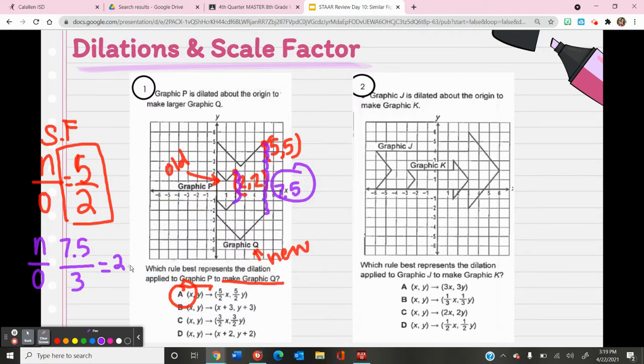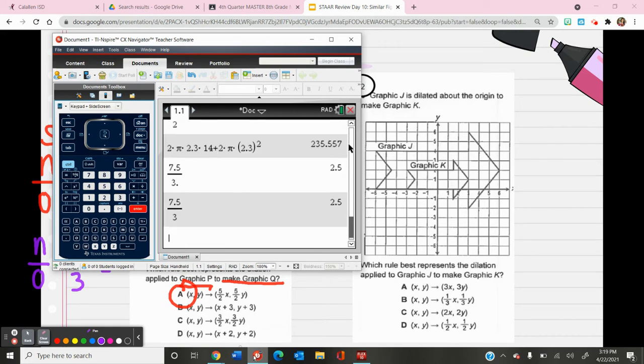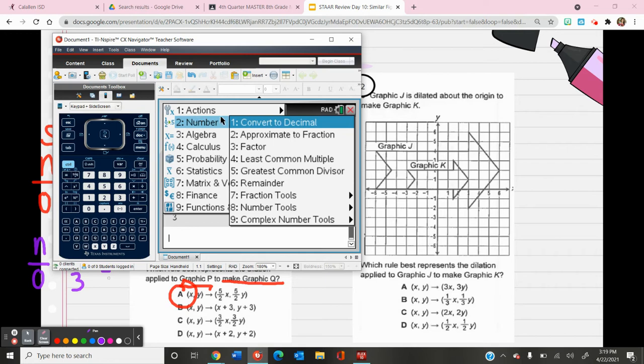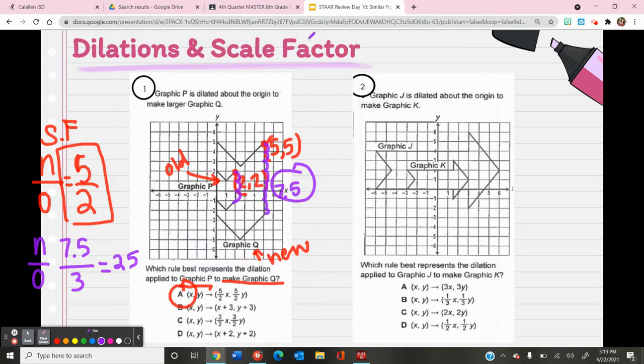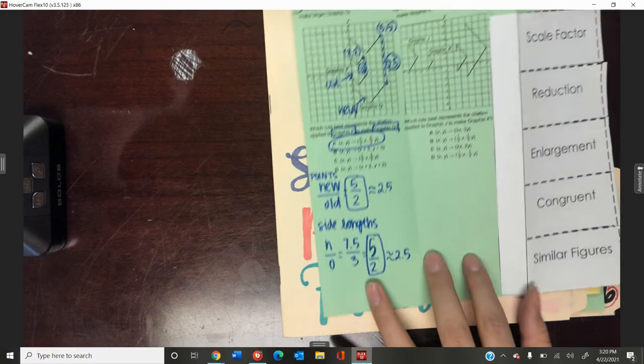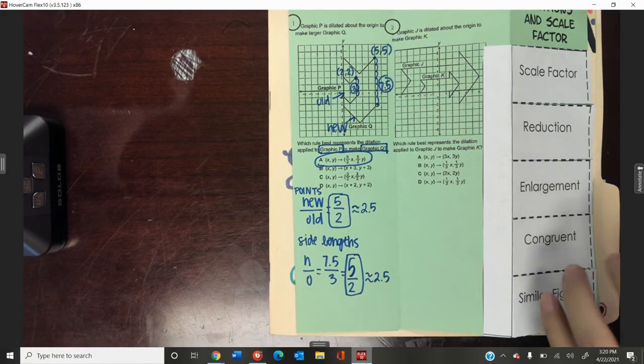It is 2.5. And if I leave it as a fraction, I can take 2.5 and convert it to a fraction, and here we get 5 over 2. So again, here we see that we get the same scale factor of 5 over 2, either way you attempt to solve this. So looking at your foldable, this is everything you should have written down for number 1. So if you need a second, pause it.